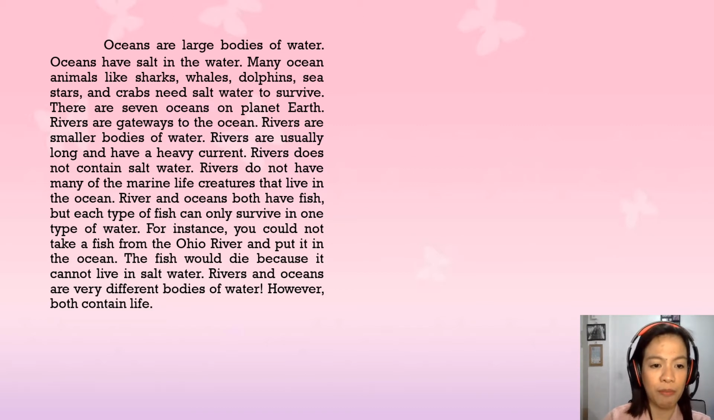Rivers do not have many of the marine life creatures that live in the ocean. Rivers and oceans both have fish, but each type of fish can only survive in one type of water. For instance, you could not take a fish from the Ohio River and put it in the ocean. The fish would die because it cannot live in salt water. Rivers and oceans are very different bodies of water. However, both contain life.